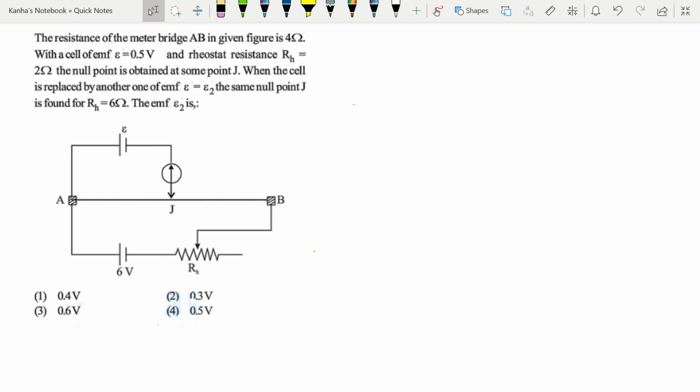Let us take a look at another question from meter bridge. The resistance of the meter bridge AB in the given figure is 4 ohms. So my resistance for AB is given as 4 ohm. Now with a cell of EMF epsilon equal to 0.5 V and rheostat resistance equal to 2 ohms, the null point is obtained at some point J. When the cell is replaced by another one of EMF epsilon 2, the same null point is found for another value of rheostat resistance, which is given as 6 ohms. I am trying to find the second EMF. So how do we proceed with this?